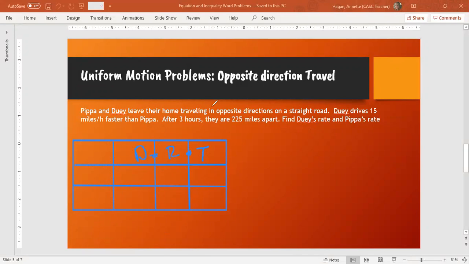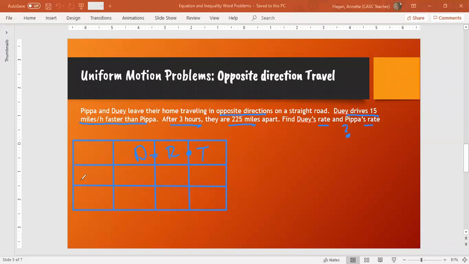So in this one, Pippa and Dewey leave their home traveling in opposite directions. That's important, on a straight road. Dewey drives 15 miles per hour faster than Pippa. After 3 hours, they are 225 miles apart. Find both of their rates. So this looks a little bit different too, because we're finding the rates, whereas before we were usually finding time.